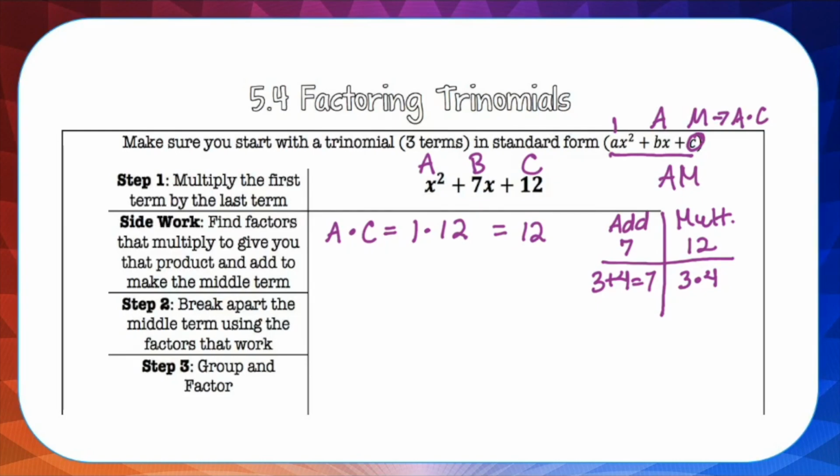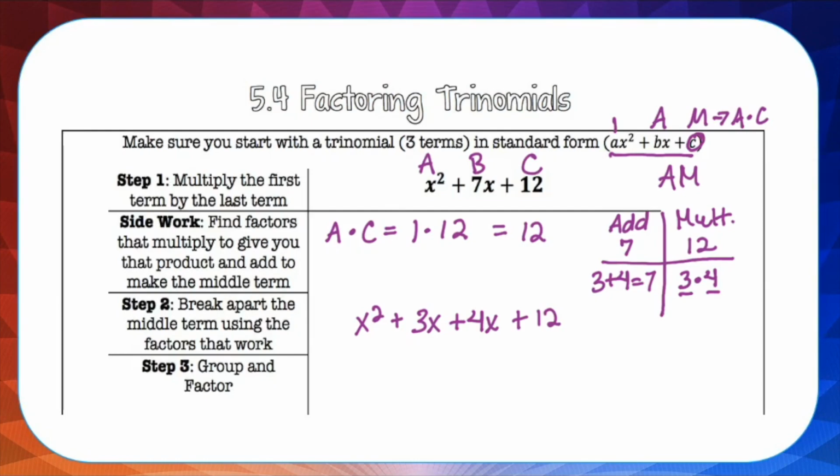So step 2 is break apart the middle term, which is 7x, and we're going to change it into 3x and 4x. That 3 and 4 came from the two factors that we found over in the t-chart. So it's 3x and 4x that the 7x changes into. Then I just copy down the rest of the equation from the beginning problem.